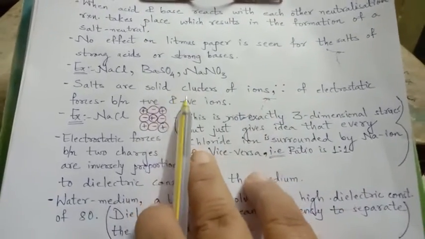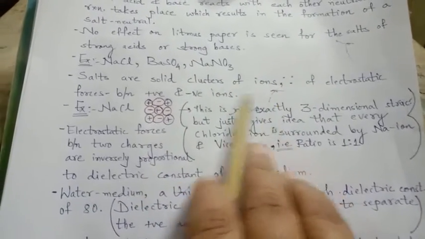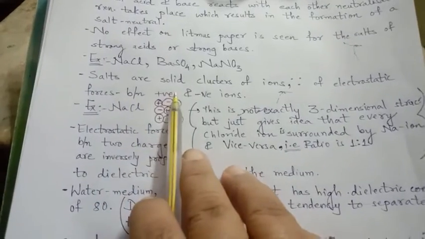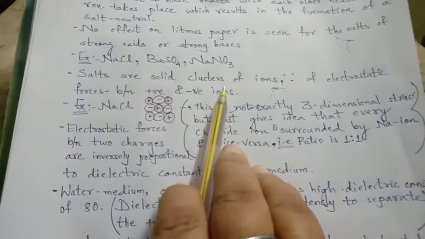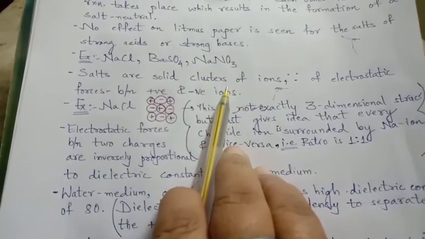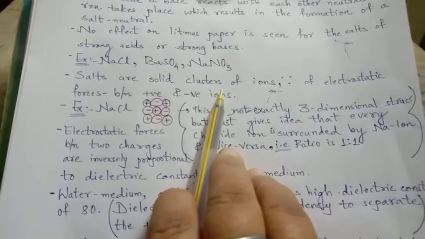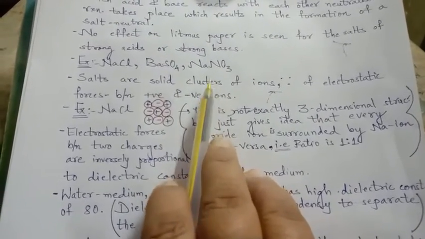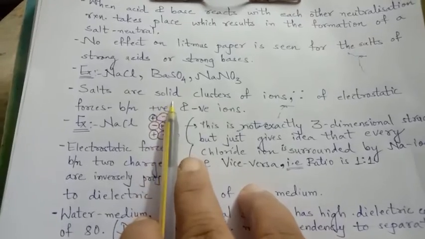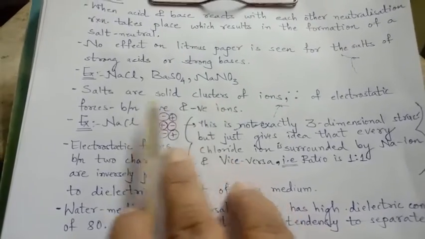Why are they considered solid clusters of ions? Because of the electrostatic forces between positive and negative ions. Salts are basically clusters of positive and negative ions, right? When acids and bases react, the negative and positive ions come closer and form a cluster, that is the salt.